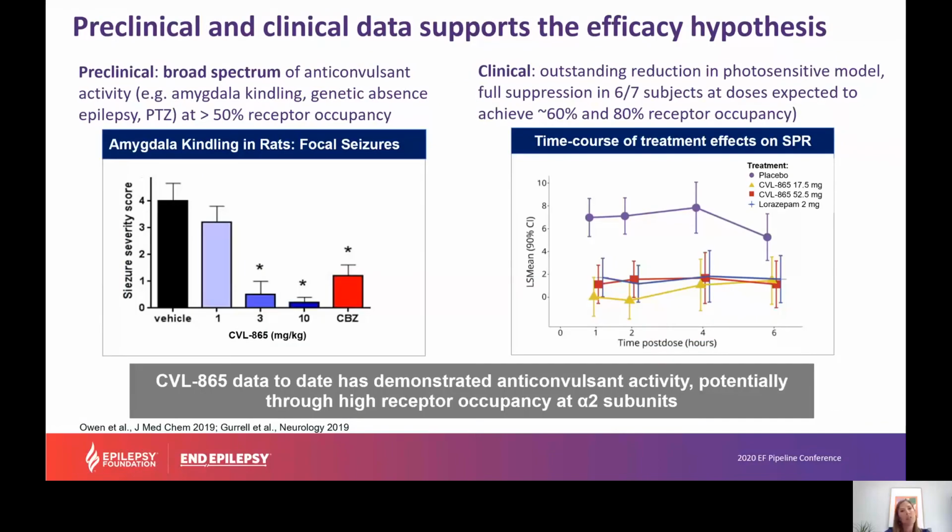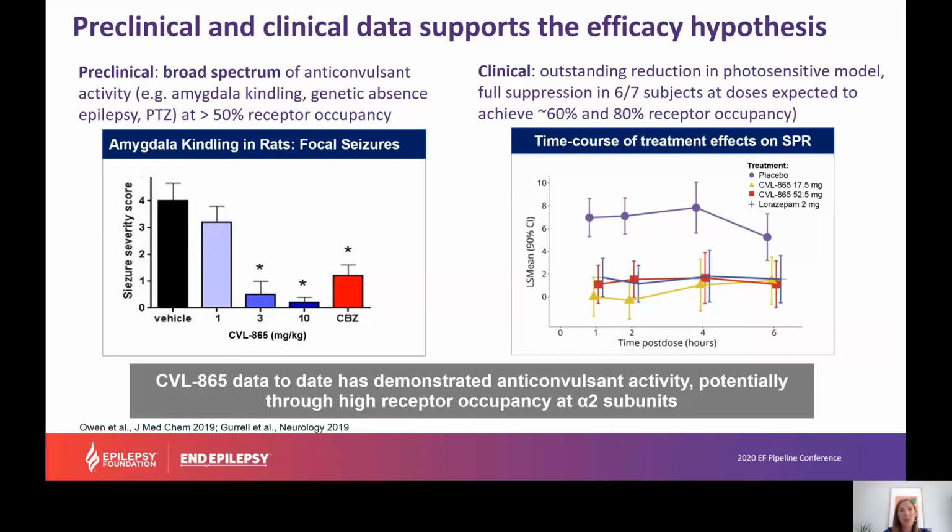Now I'm going to jump straight into some of the efficacy data we have with CVL-865. On the left here is an example of some of the preclinical efficacy data. This data shows broad spectrum anticonvulsant activity in a range of models. This includes the genetic absence epilepsy model, the PTZ, and also the amygdala kindling, which is shown in the graph at the bottom. Here you can see that increasing doses of CVL-865 protect those animals from seizures. In general, in those models, you would need to achieve around 50% or more receptor occupancy in order to see efficacy.